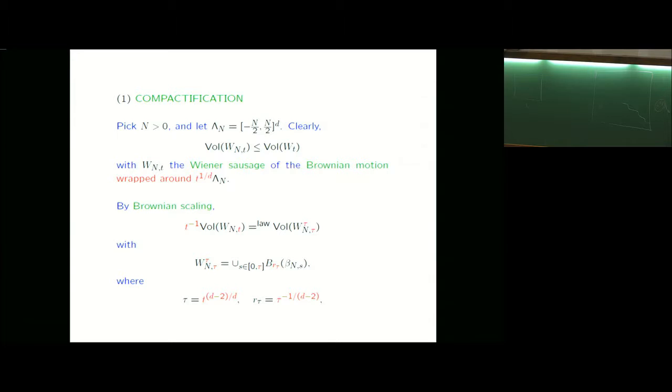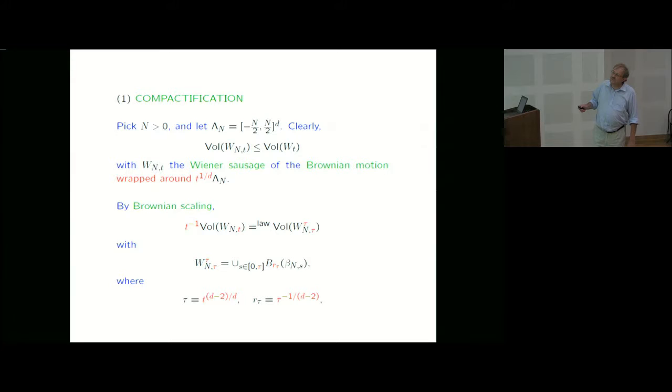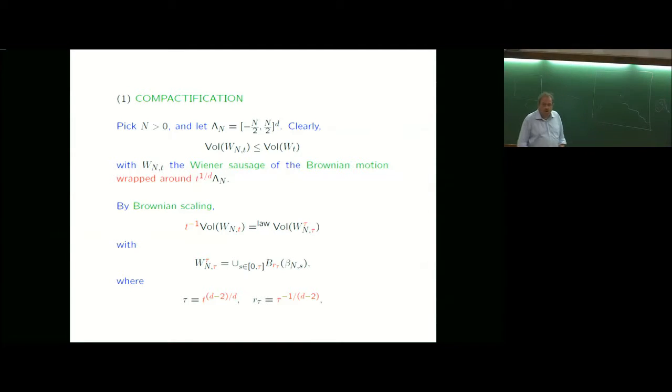An important observation is, if I do that, and let me call the Wiener sausage associated with this periodized Brownian motion, then the volume goes down. Because when I periodize it, it could be that certain parts of the Wiener sausage that would otherwise be outside the box get mapped on top of a part of the Wiener sausage inside the box. So the wrapping has the effect that it will lower the volume.